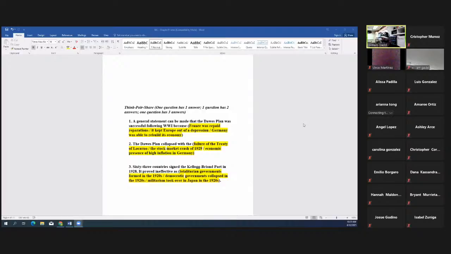So we've done these before. You need to write the prompt, and in the first one, the prompt would be anything that's not highlighted. A general statement can be made that the Dawes Plan was successful following World War I because. And now there's three options. France was repaid reparations, it kept Europe out of depression, and Germany was able to rebuild its economy. Okay. 1, 2, or 3 of those is correct.